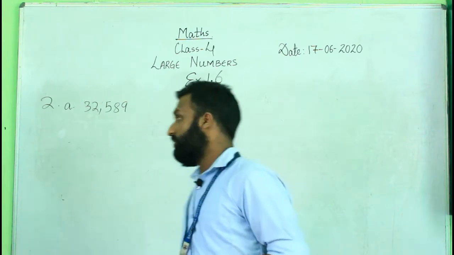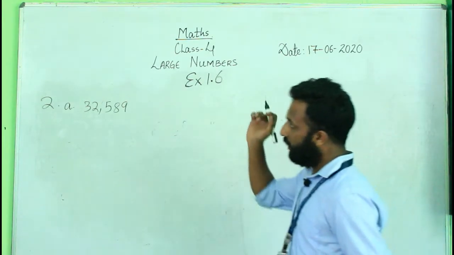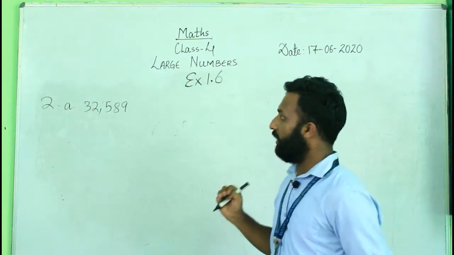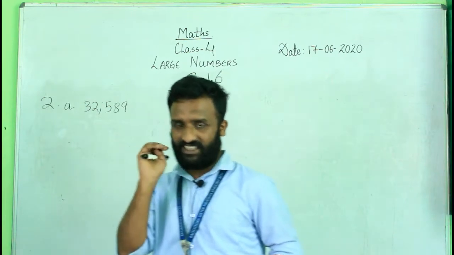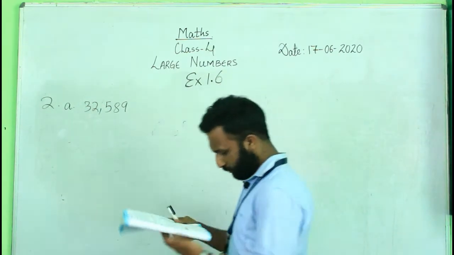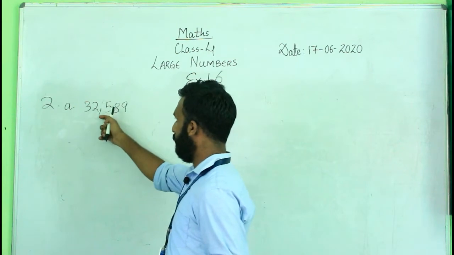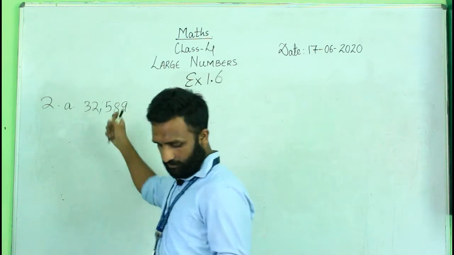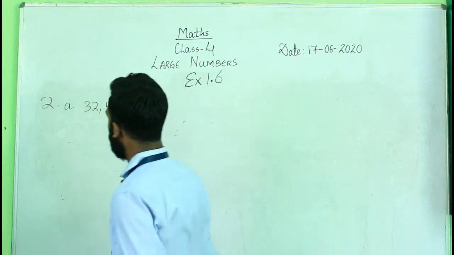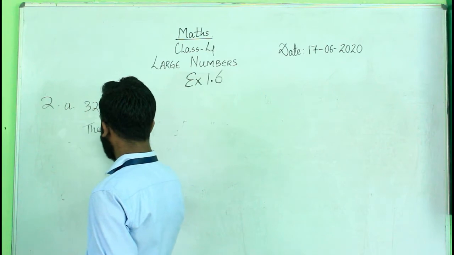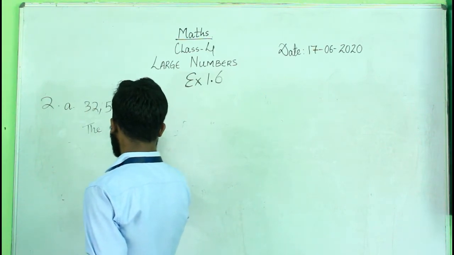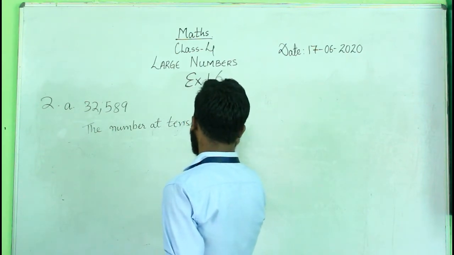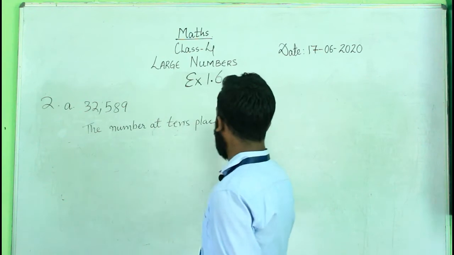32,589. In the same way we did nearest 10, here also we will do the same, but we have to check the number at a different place. It is saying to round to the nearest 100. So here we will check the number at the tens place. The number at the tens place is 8.